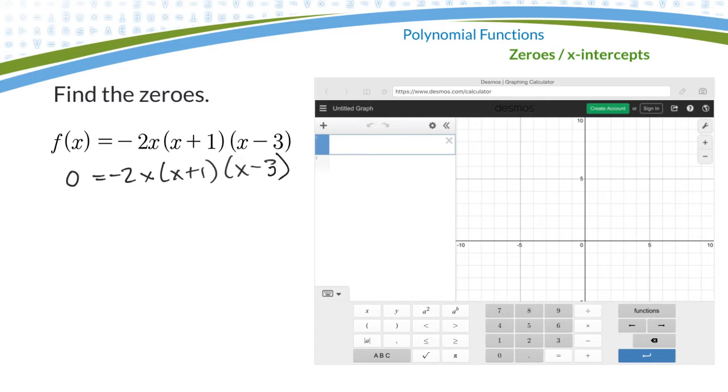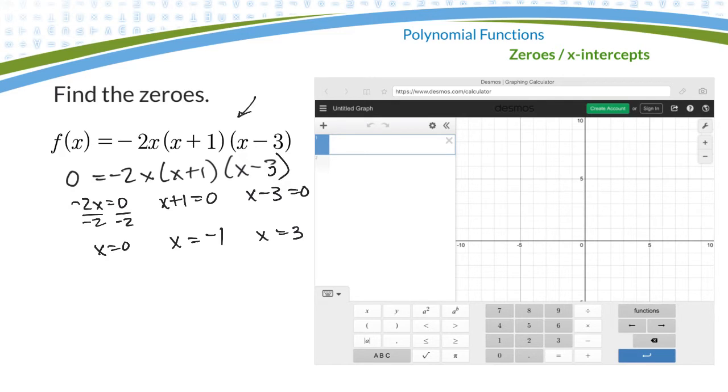To do that, we've got three things multiplied together to give me 0. One of them has to be 0. So either minus 2x is equal to 0, or x plus 1 is equal to 0, or x minus 3 is equal to 0. So in the first one, dividing both sides by minus 2, you get x is equal to 0. This one's subtracting 1 from both sides, adding 3 to both sides. So my zeros for this, and it was nice that it was factored already, are 0, minus 1, and 3.